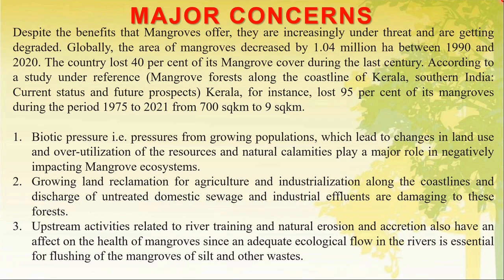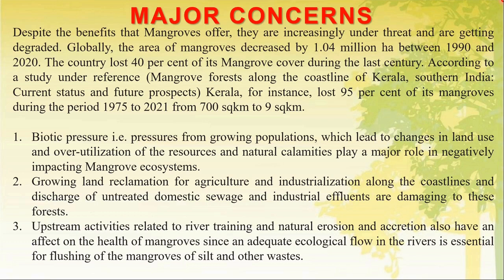So what is the reason for the gradually decreasing coverage of mangroves? One is biotic pressure. That is pressure from growing populations, which leads to changes in land use and over-utilization of resources, and natural calamities play a major role in negatively impacting the mangrove ecosystem.